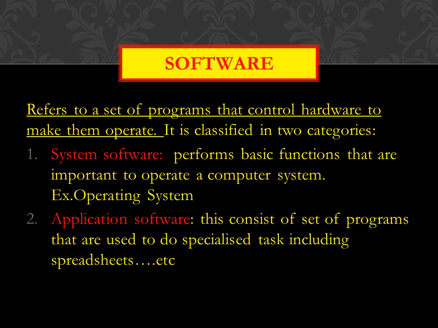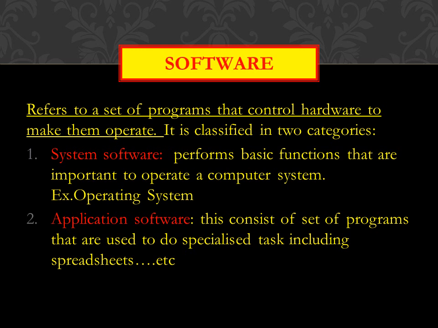System software performs basic functions that are important to operate a computer system. System software means the basic necessity, the basic software that helps our computer to work properly. So that is system software. For example, we have the operating system. Without an operating system, our computer cannot work. So that is a part of system software.